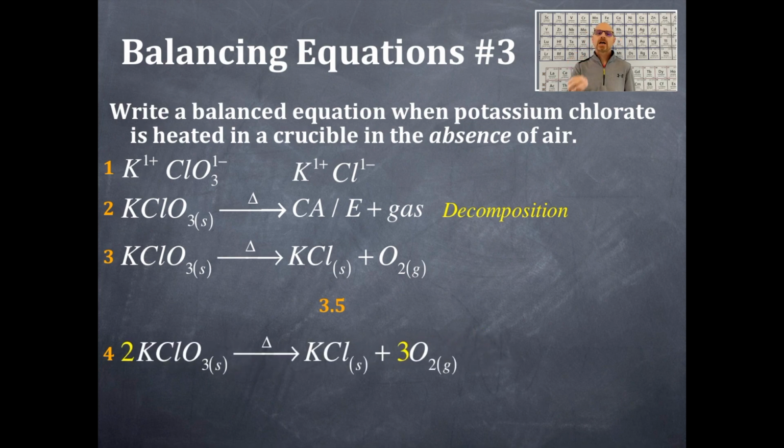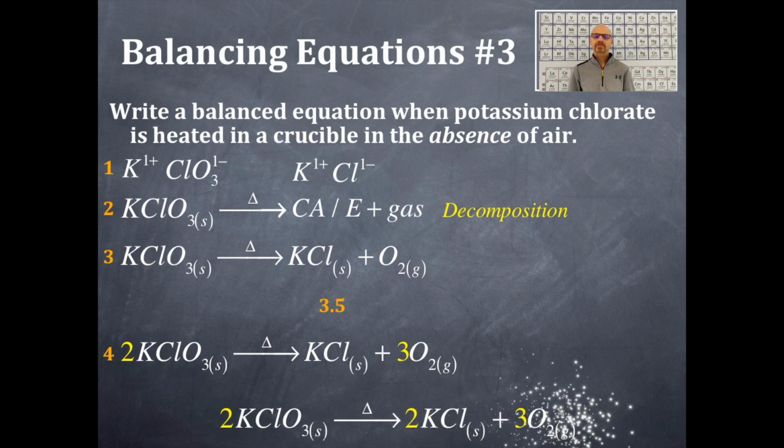So what is unbalanced now, that was balanced previously, was the potassiums and the chlorines. And so now I need to fix that, and that should be a simple 2 stoichiometric coefficient in front of the potassium chloride. And that is my balanced chemical equation.